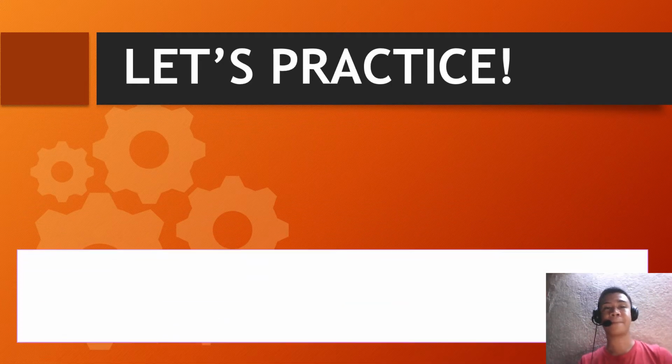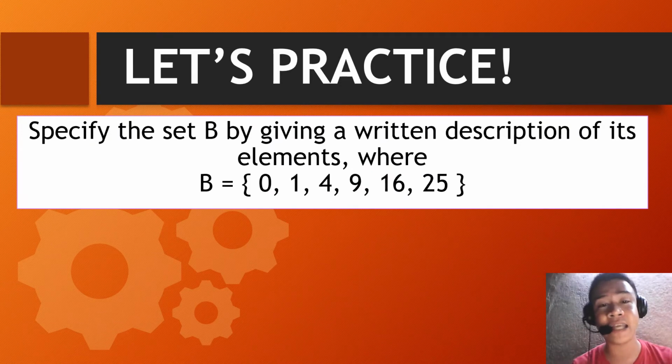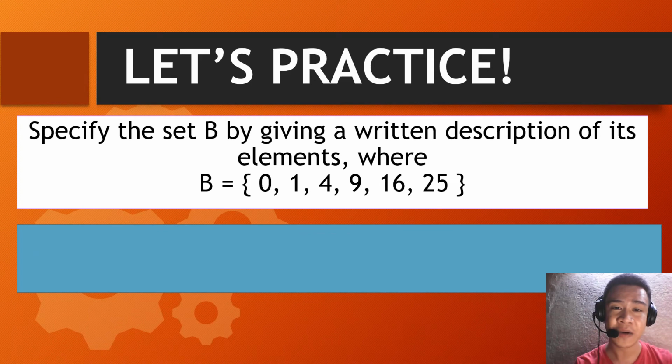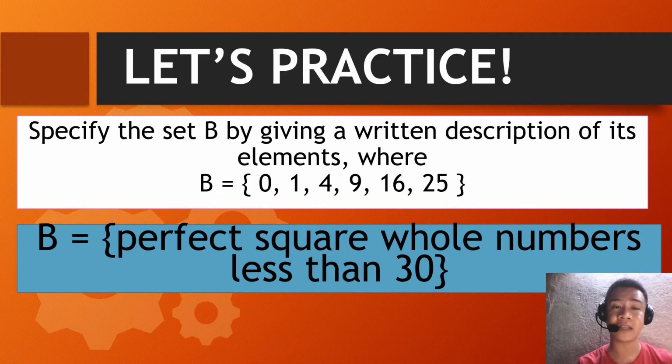Next, specify the set B by giving a written description. In this case, we are going to describe the set of its elements, where B is equal to 0, 1, 4, 9, 16, and 25. Go. What is your answer? The answer is B is a set of perfect square whole numbers less than 30.